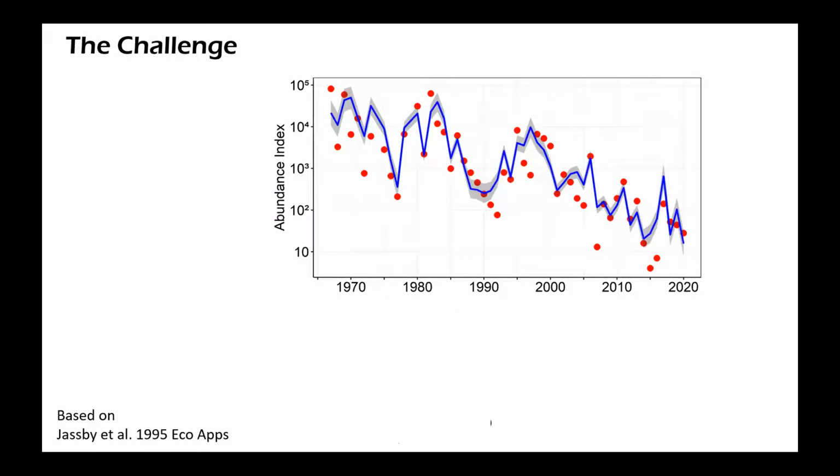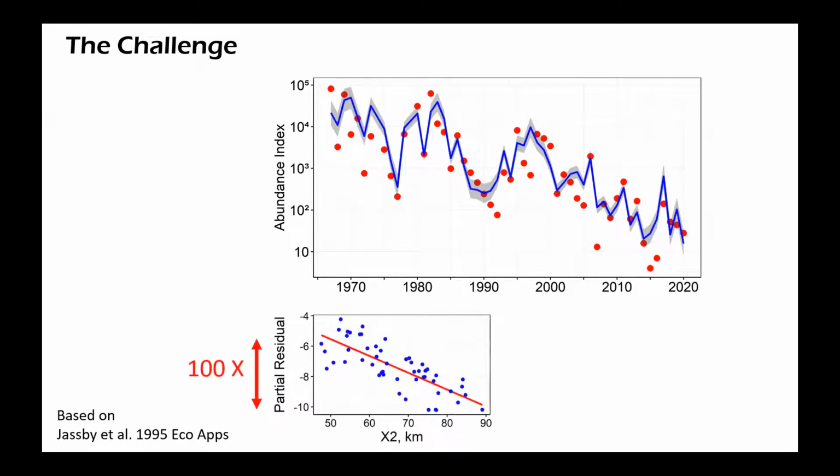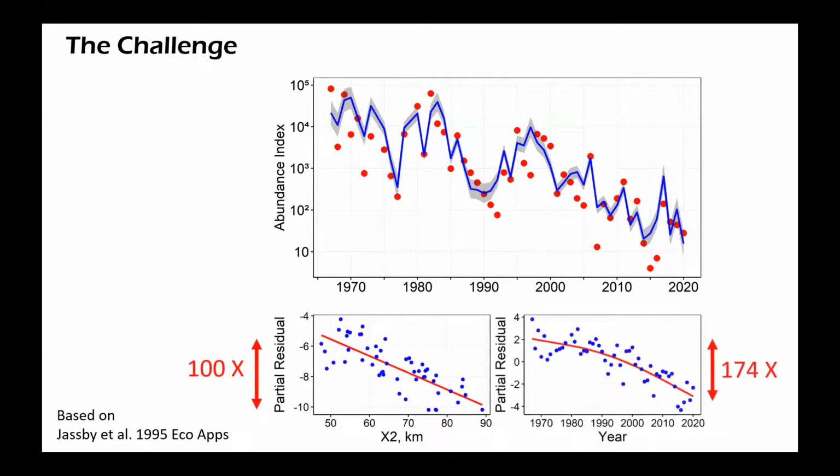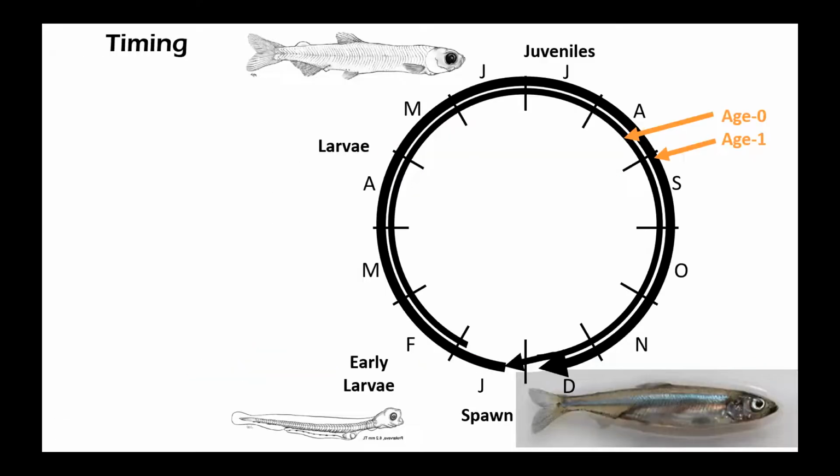So here's the problem, or the challenge. We have this declining abundance. The red dots are the data, and the model is in blue. The statistical model combines the X2 effect and the year effect. And the X2 effect has a dynamic range of about 100-fold. So that's a lot of variation to explain, and we're going to try to explain it.